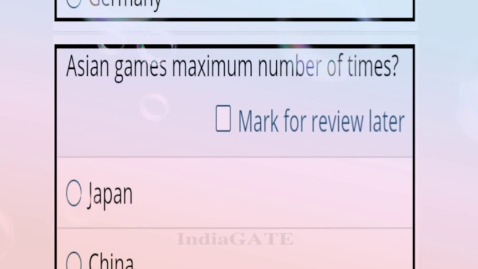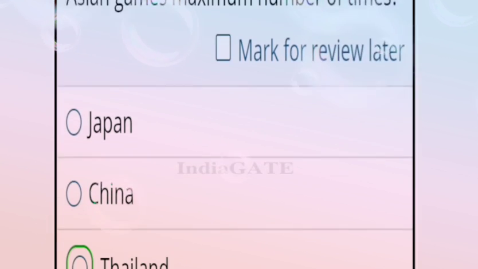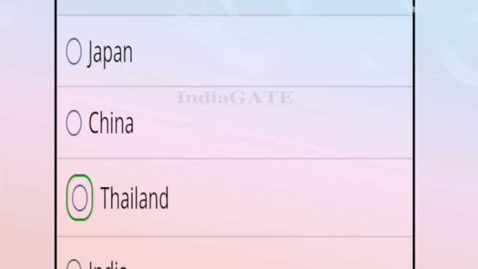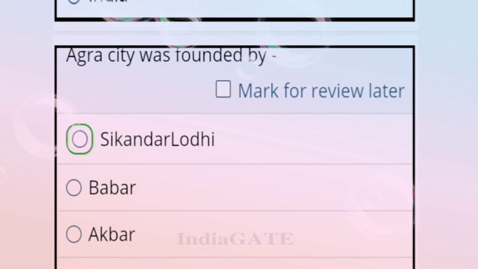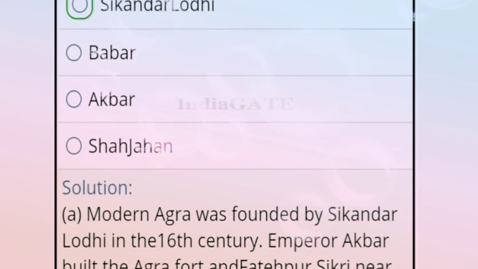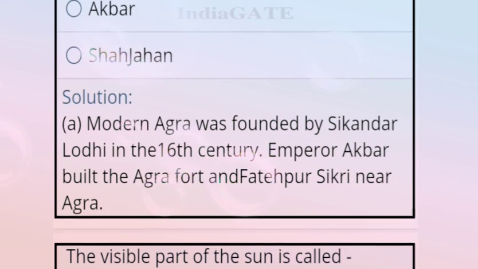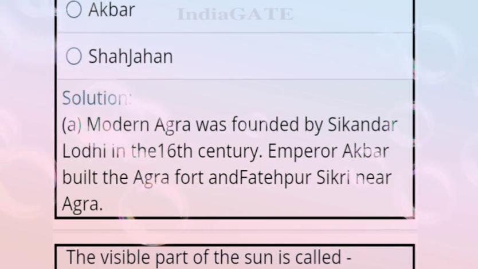Which country won the Asian Games the maximum number of times? So the correct answer is option C, Thailand. Next question. Agra city was founded by. So the correct answer is option A, that is Sikandar Lodhi. And more information: modern Agra was founded by Sikandar Lodhi in the 16th century. Emperor Akbar built the Agra Fort and Fatehpur Sikri near Agra.